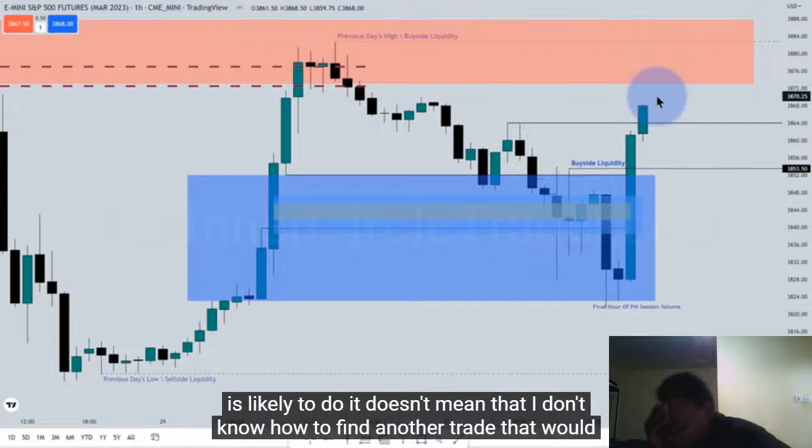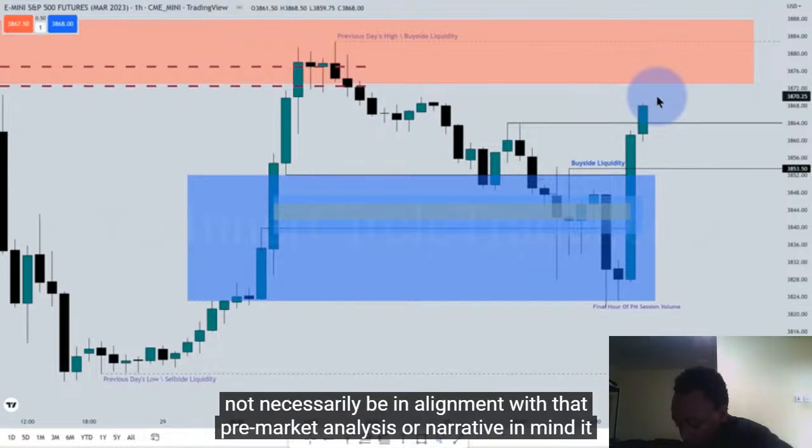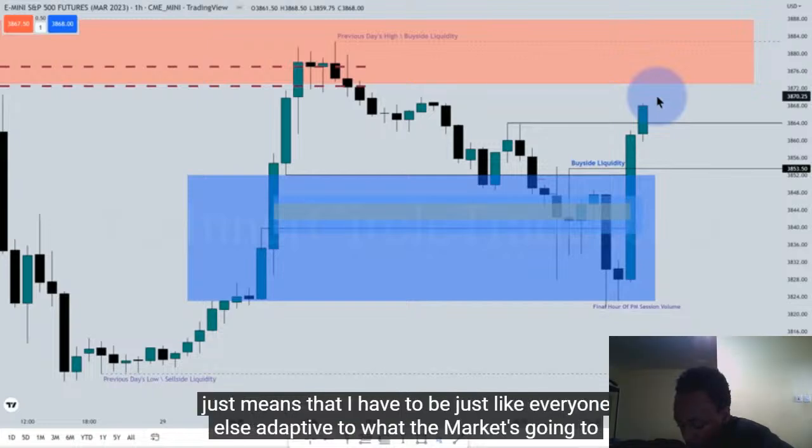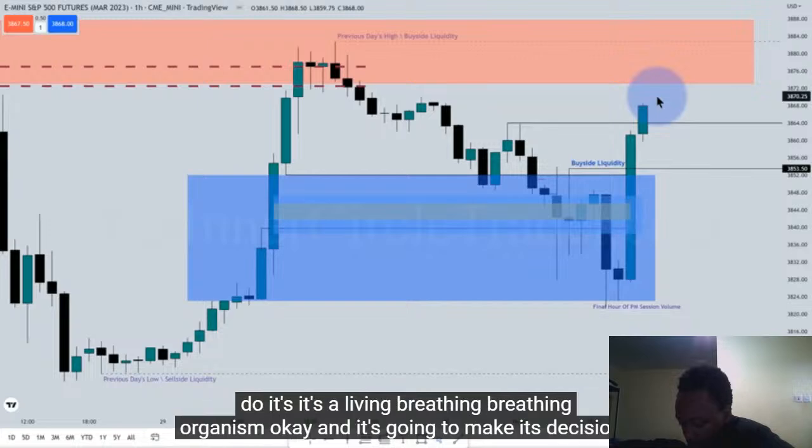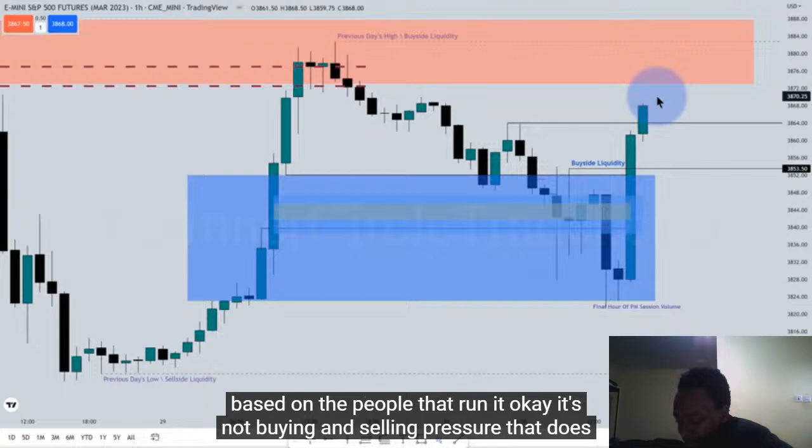It doesn't mean that I don't know how to find another trade that would not necessarily be in alignment with that pre-market analysis or narrative in mind. It just means that I have to be, just like everyone else, adaptive to what the market's going to do. It's a living, breathing organism, okay? And it's going to make its decisions based on the people that run it. Okay, it's not buying and selling pressure that does it.